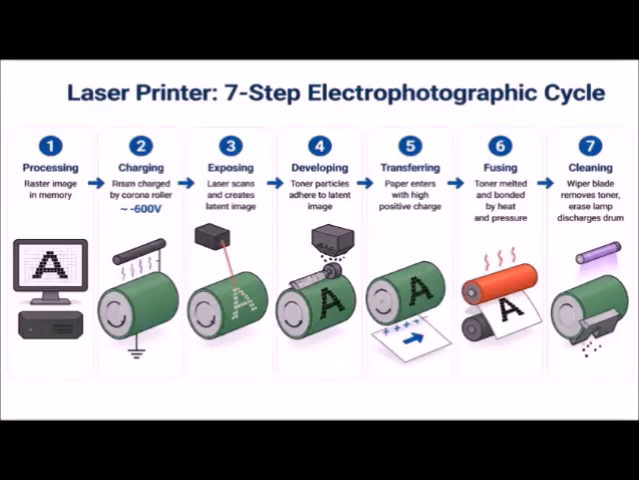6. Fusing. The paper passes through high-temperature pressure rollers that melt and fuse the toner permanently into the paper fibers. 7. Cleaning. A rubber wiper blade scrapes residual toner off the drum, and an erase lamp clears any remaining latent electrical charges from its surface.